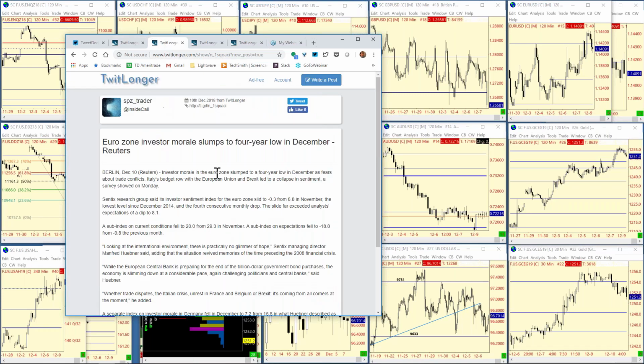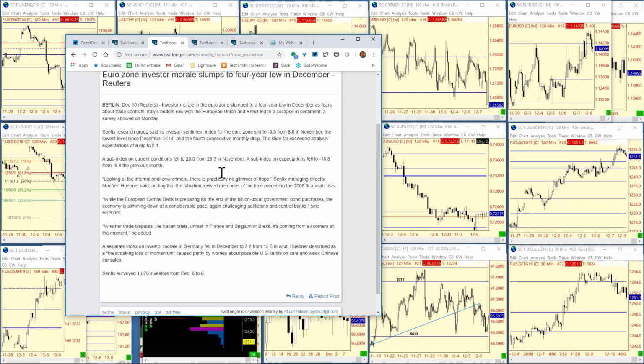And Eurozone investor morale slumps to a 4-year low. Investor morale in the Eurozone slumped to a 4-year low in December as fears about trade conflicts, Italy's budget row with the European Union, and Brexit led to a collapse in sentiment, a survey showed on Monday. Sentix Research Group said its investor sentiment index for the Eurozone slid to 0.3 from 8.8 in November, the lowest level since December 2014. A sub-index on current conditions fell to 20 from 29.3 in November.